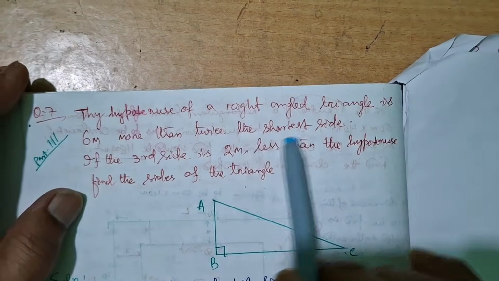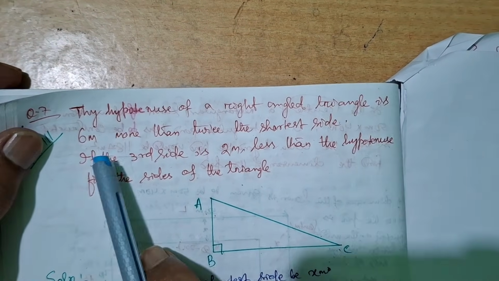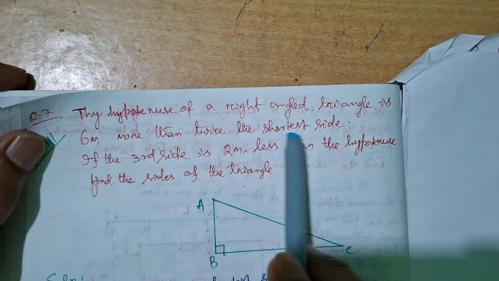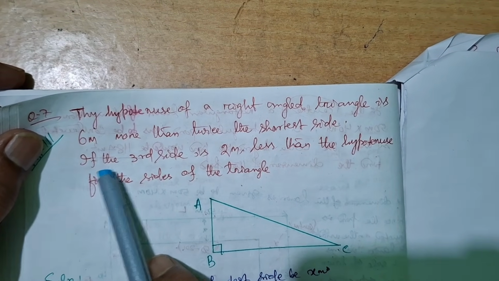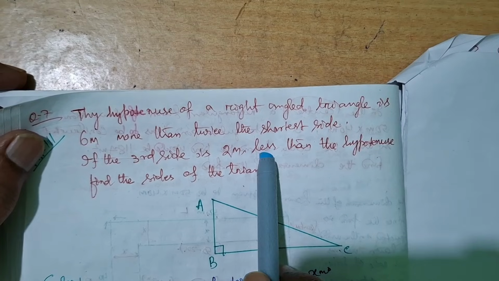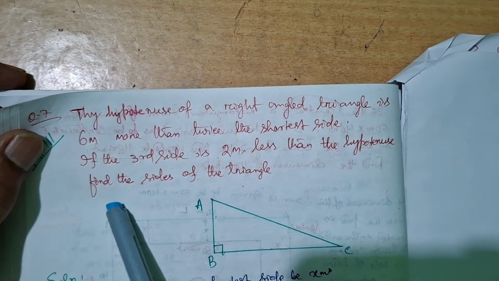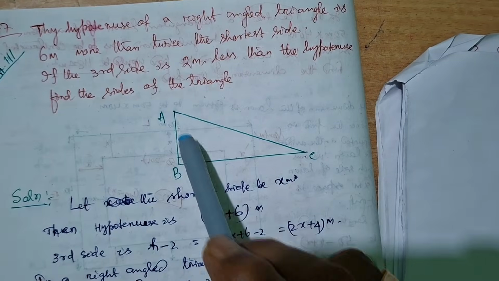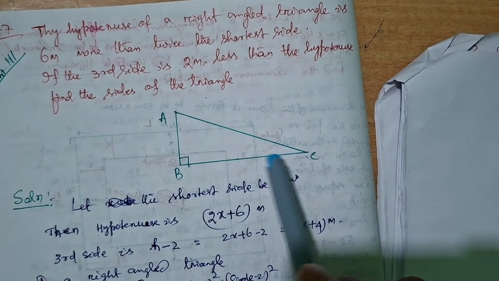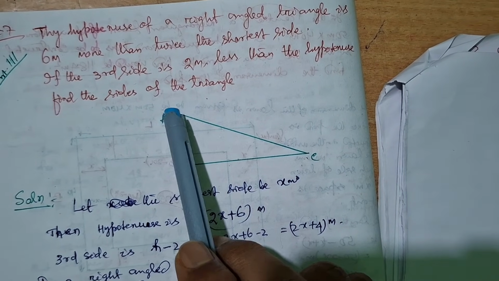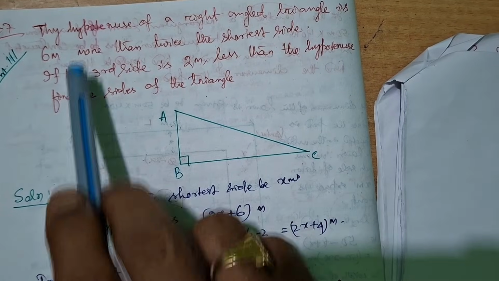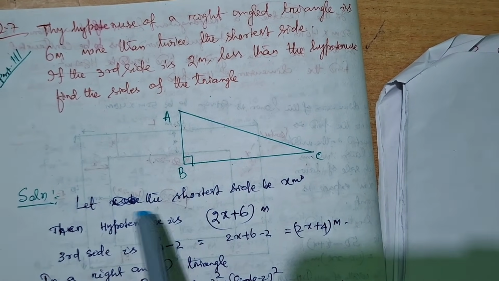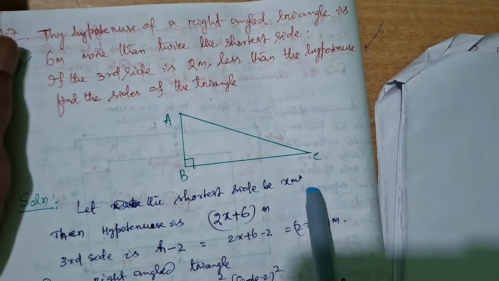The hypotenuse of a right angle triangle is 6 more than twice the shortest side. If the third side is 2 meters less than the hypotenuse, find the sides of the triangle. So what is the question? Suppose ABC is a right angle triangle, angle B is the right angle. So the hypotenuse is AC. Let the shortest side be x.